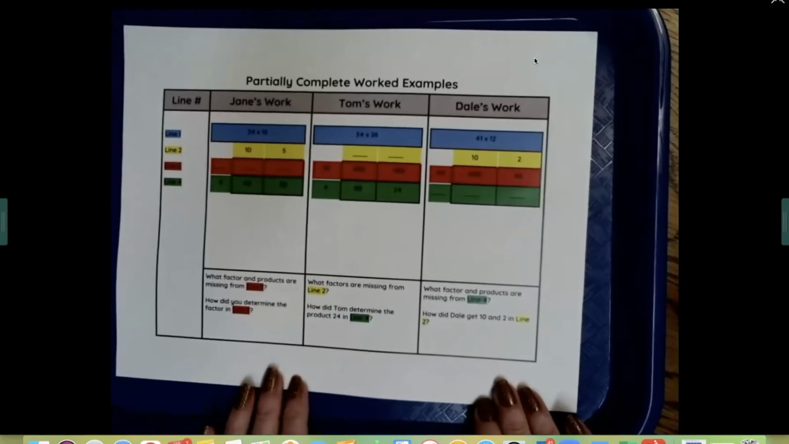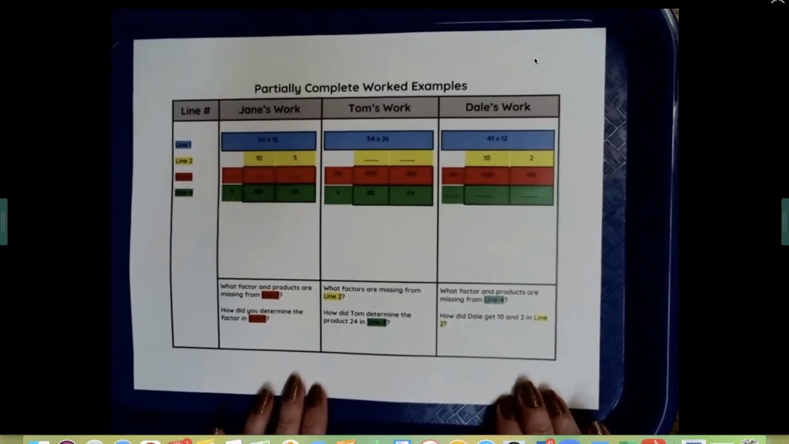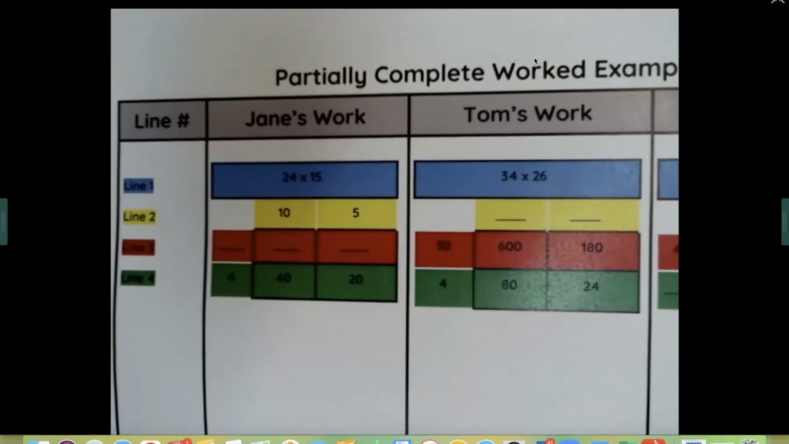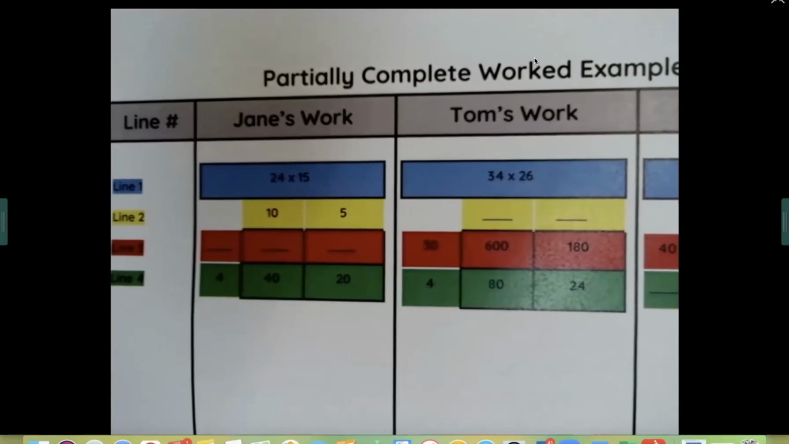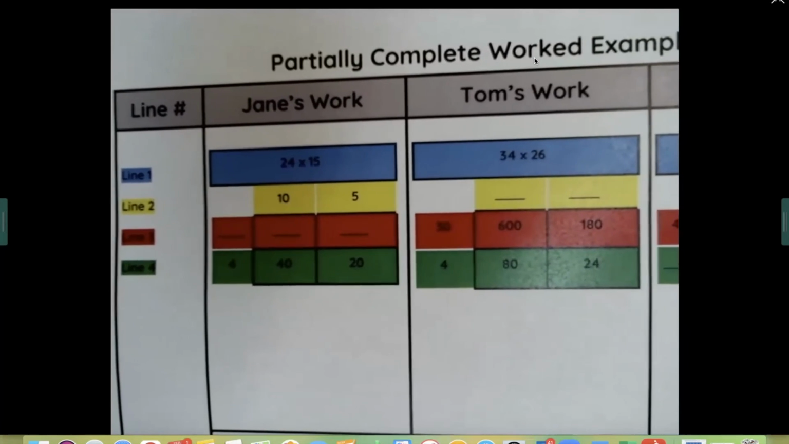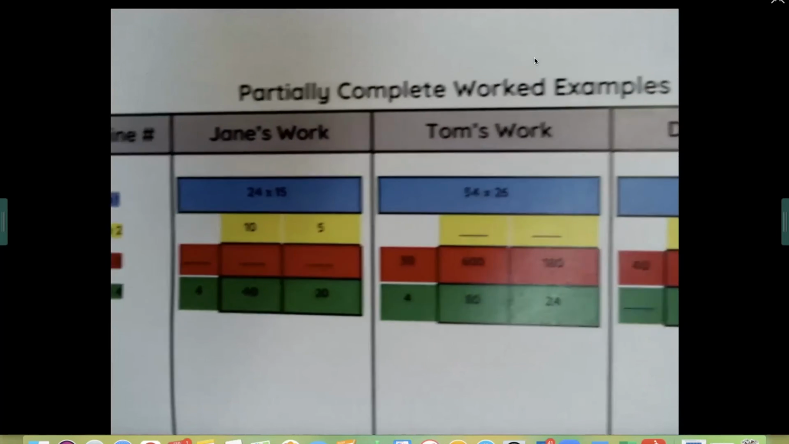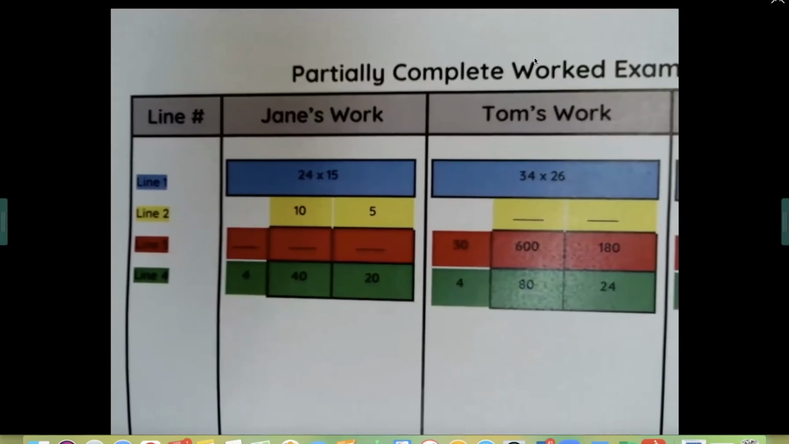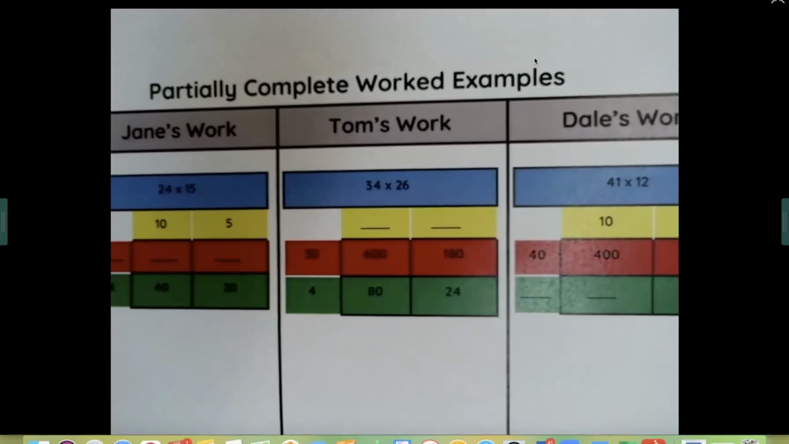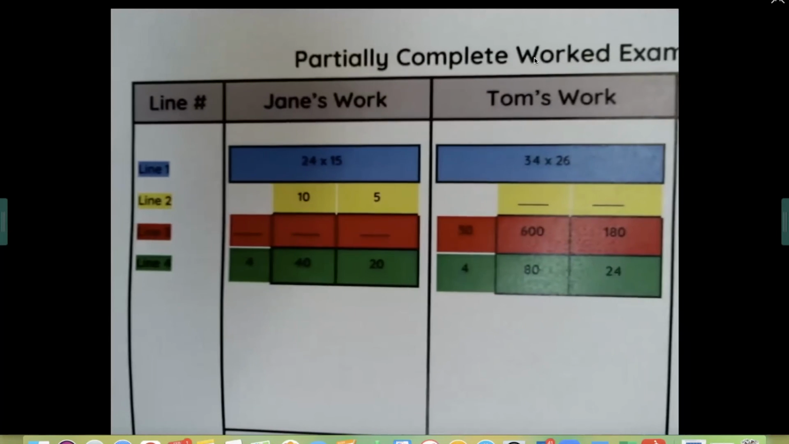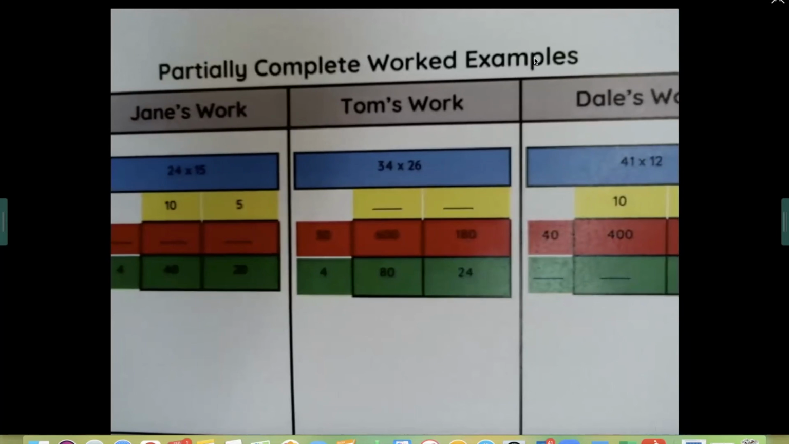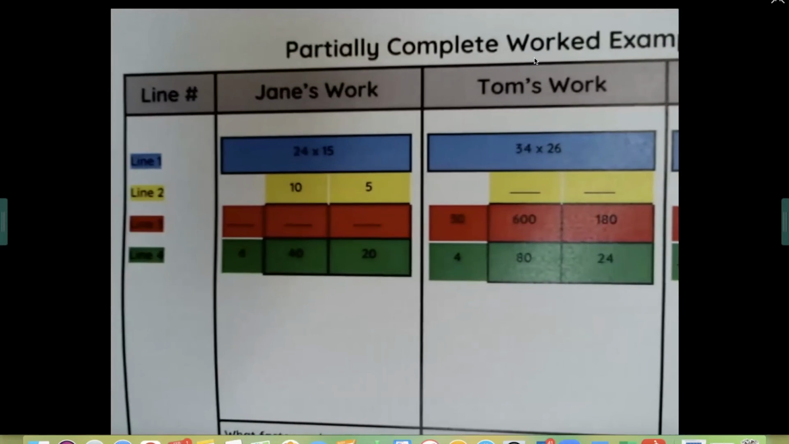So the last one I want to share with you is the partially completed. And with this partially completed, I'm going to turn my tray around. I use some color coding. Oh my, that's blurry for you. All right, so you can see what I've done here is I've used some color coding. Line 1 all the way across is blue. Line 2 all the way across is yellow. And then line 3, of course, is red, and line 4 is green.